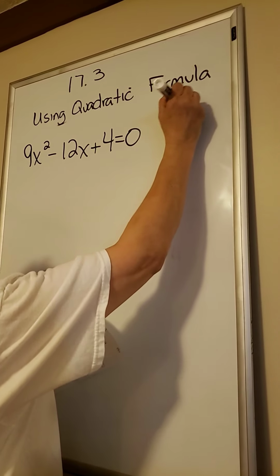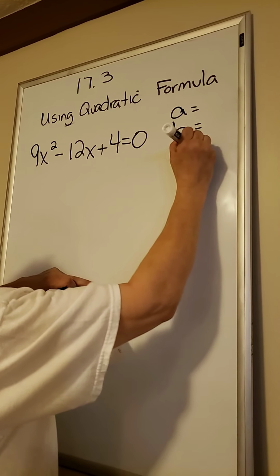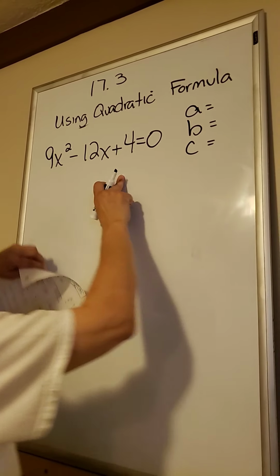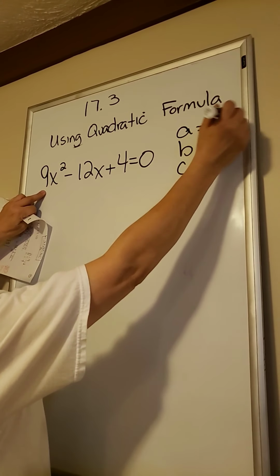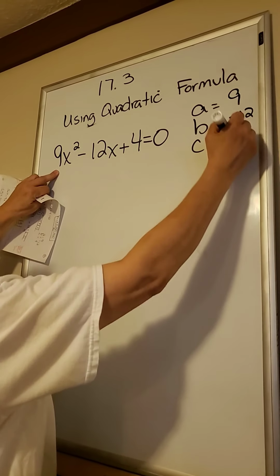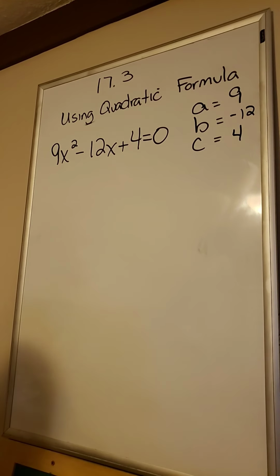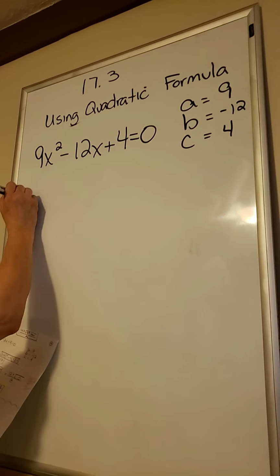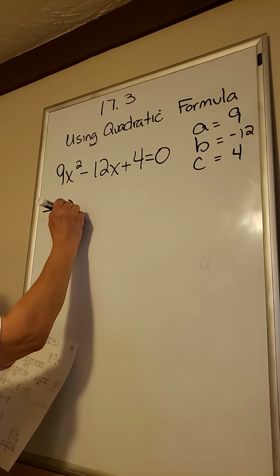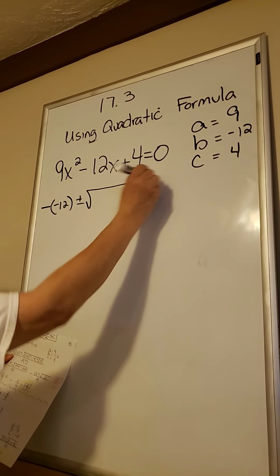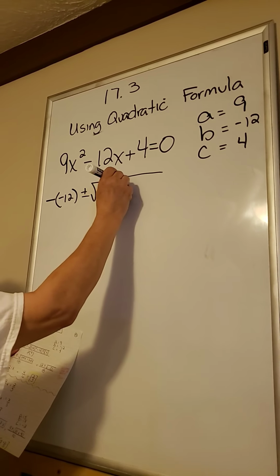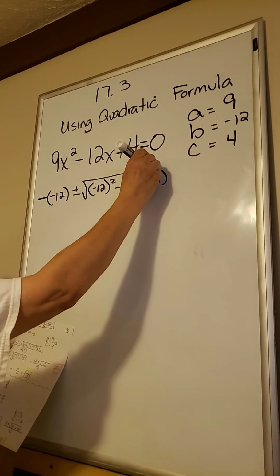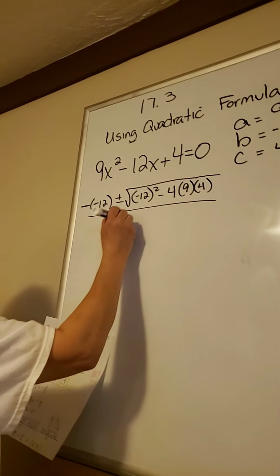Now let's see if you did it right. The first thing you should have done is look at it and say, is it in standard form? And you said yes. Then you identified your A, which is 9, your B, which is negative 12, and your C, which is 4. Once you identified that, you plugged it into the quadratic formula. So you had negative negative 12 plus or minus radical negative 12 squared minus 4 times 9 times 4, all under the radical, all over 2 times 9.